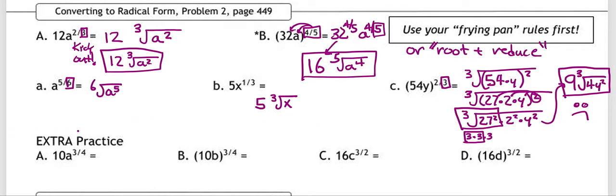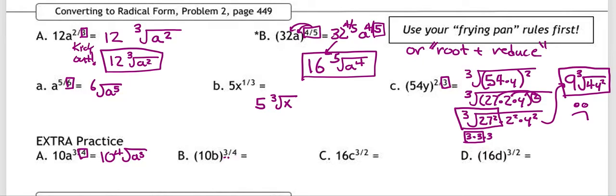All right, here we go. Let's go ahead and move on to the extra practice. Here we go. 10, there's nothing sticking to the 10, so it stays 10. 4, kick it out. So it's going to be a 4 with a power of 3 on the inside. So there you go. 4th root, 8 to the 3rd power on the inside. Okay, now the whole thing gets a 3/4.